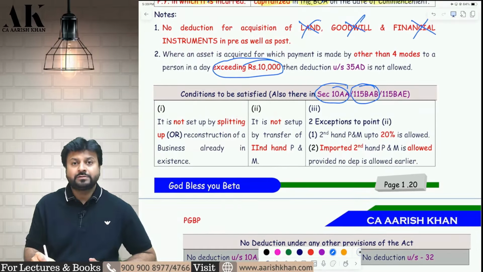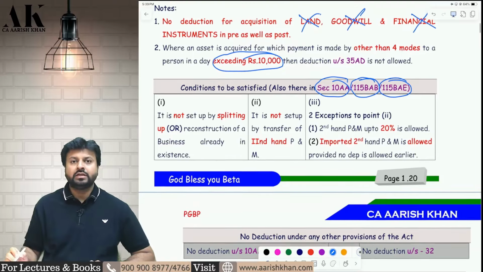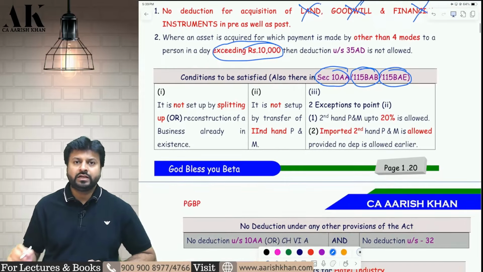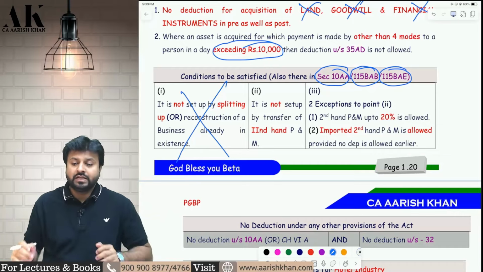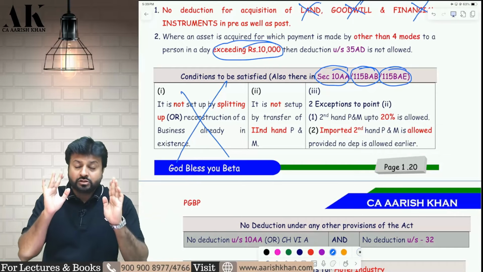It is also applicable in special tax regime under 115BAB and BAE. Now what is this condition? There are 3 conditions which are mentioned by the government over here. First, your business should not be formed by splitting up or reconstruction of an already existing business. It means your business should be a new business.